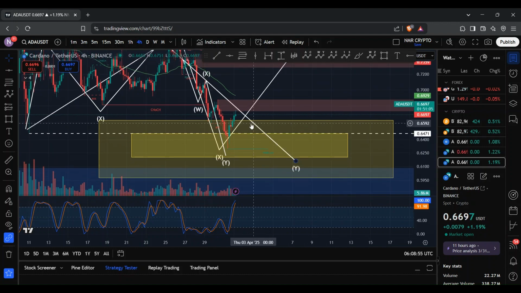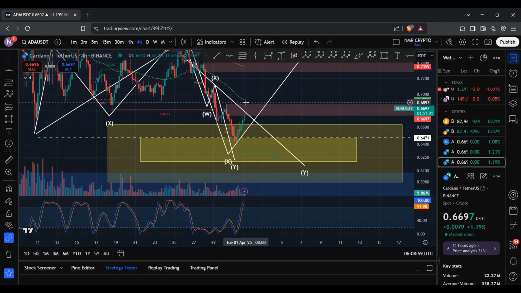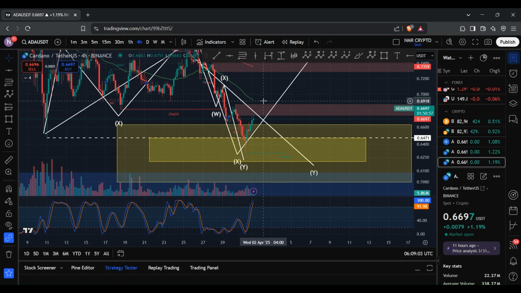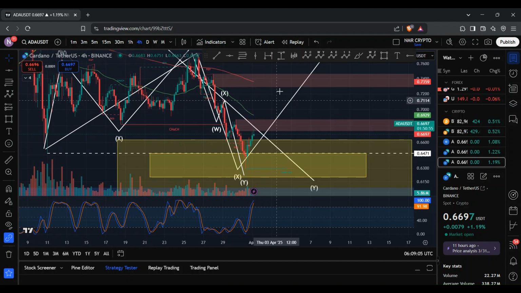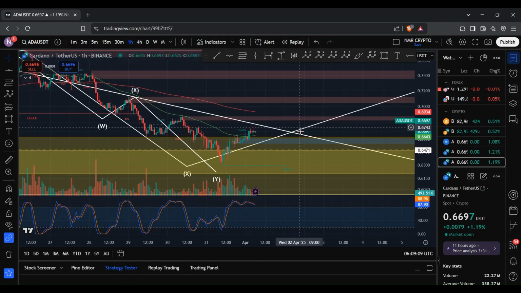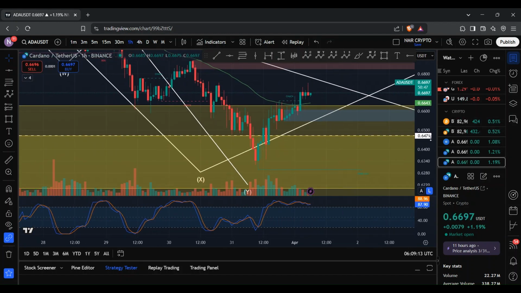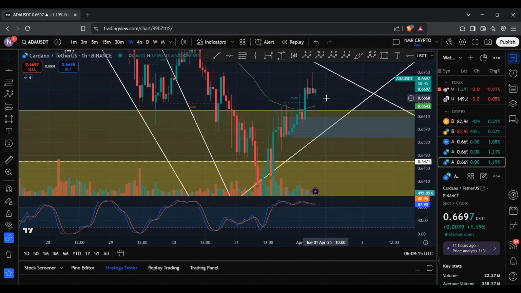And so once again, ideally, I'd like to see ADA hold this position, where we can then retest this 50 EMA at 69.29 cents. Now, should we do so, that would then be another bullish sign that we are now on an uptrend, as opposed to a bearish sign. So if I go back to the hourly chart, one thing that is promising too is that we have managed to actually break through the 50 EMA.